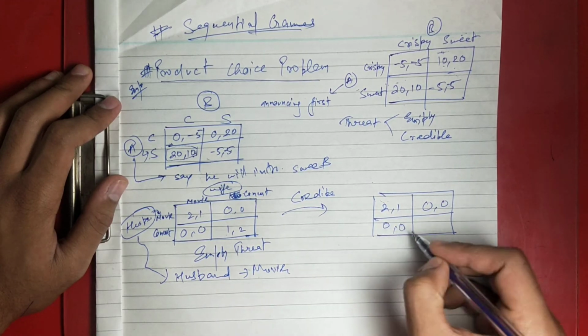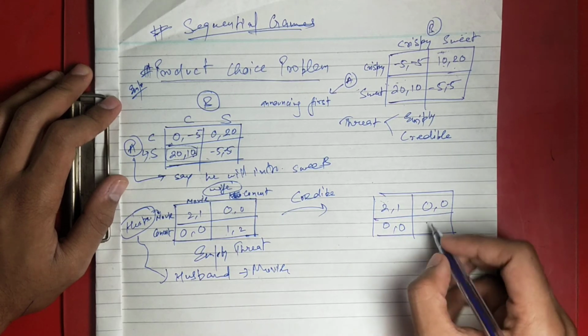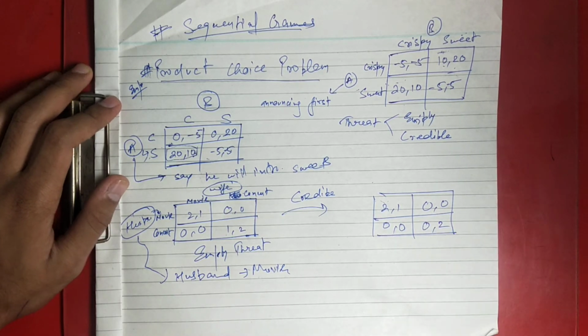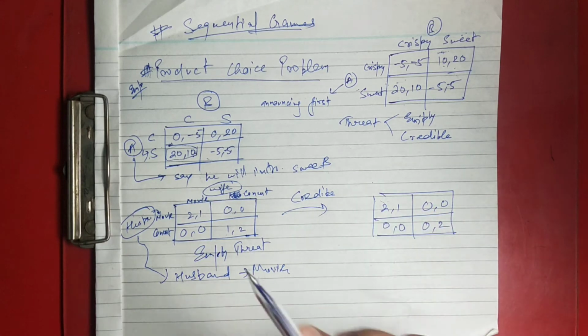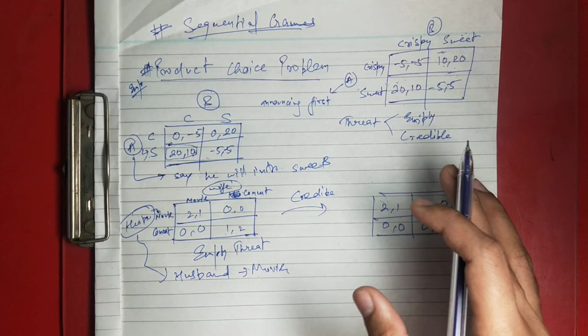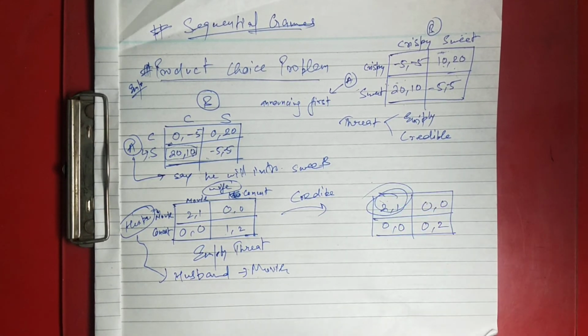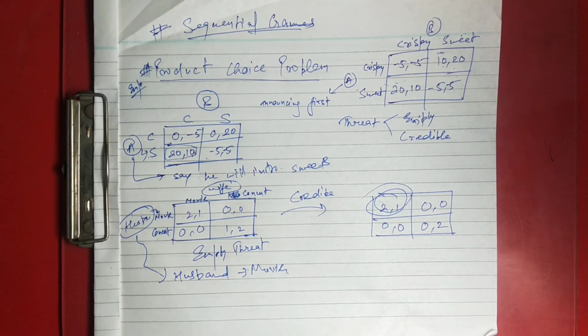So what will be the new payoff matrix now? 0, 2. So now the wife knows that he will go to the movie only, and the wife has no option since she is also rational, so she will go to the movie with him. So the husband wins in this game. Okay, just by having a little bit of knowledge.